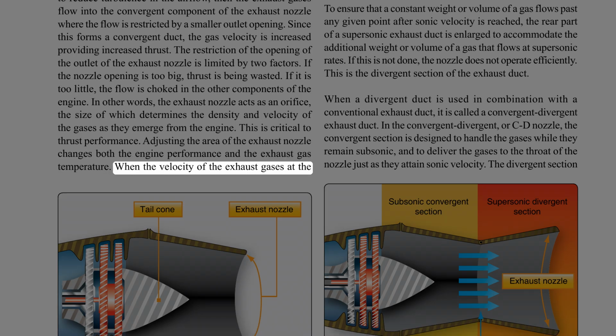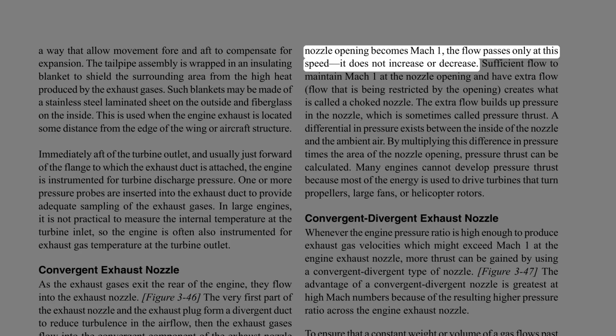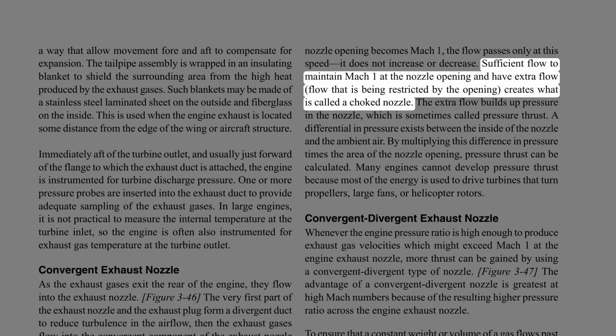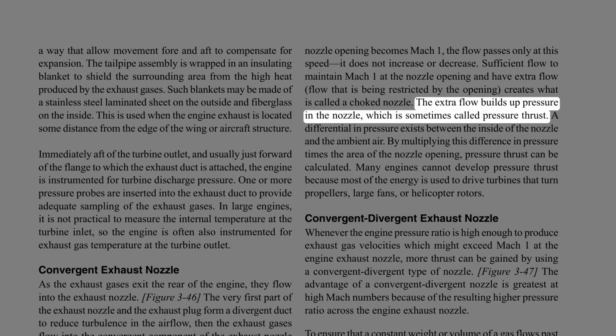When the velocity of the exhaust gases at the nozzle opening becomes Mach 1, the flow passes only at this speed; it does not increase or decrease. Sufficient flow to maintain Mach 1 at the nozzle opening and have extra flow that is being restricted by the opening creates what is called a choked nozzle. The extra flow builds up pressure in the nozzle, which is sometimes called pressure thrust.